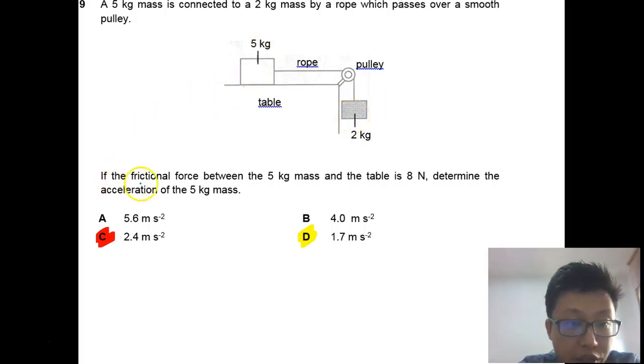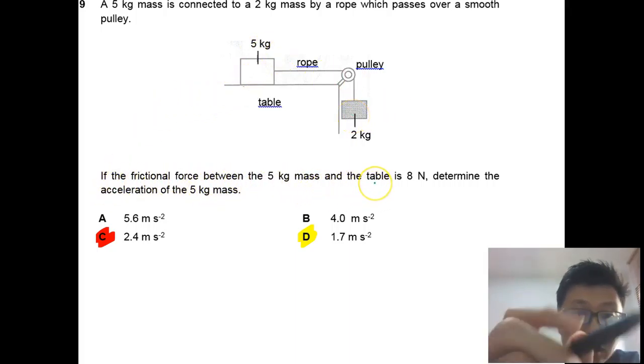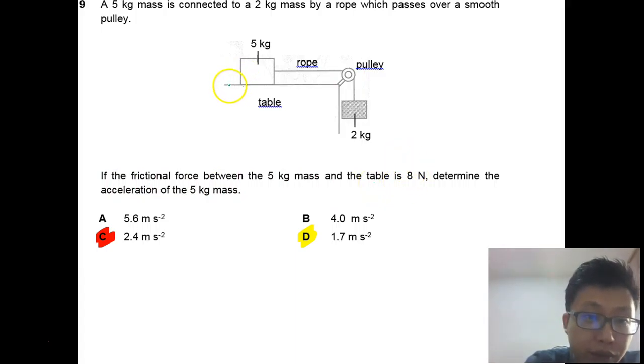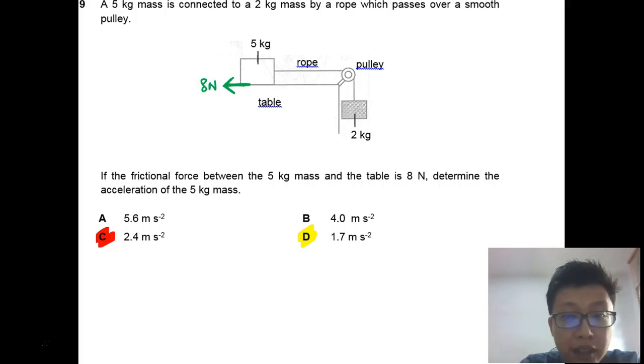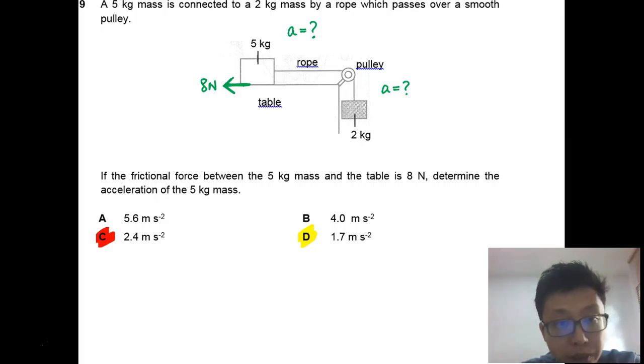5 kg, 2 kg, frictional force between this. So they give you one additional piece of info. There's friction down here, and the friction is 8 Newton. And I'm asked to determine the acceleration of this 5 kg mass. And I know that this acceleration must be equal to the acceleration of my 2 kg block as well. So I think it is pretty simple.